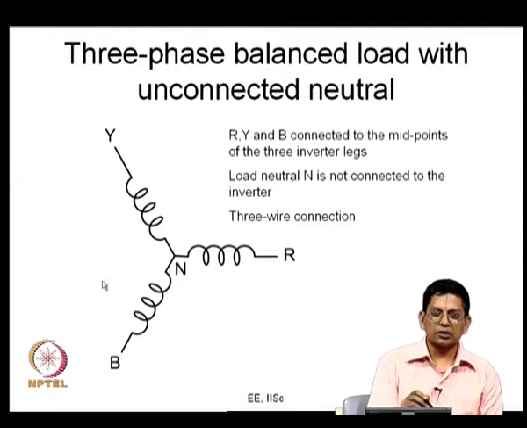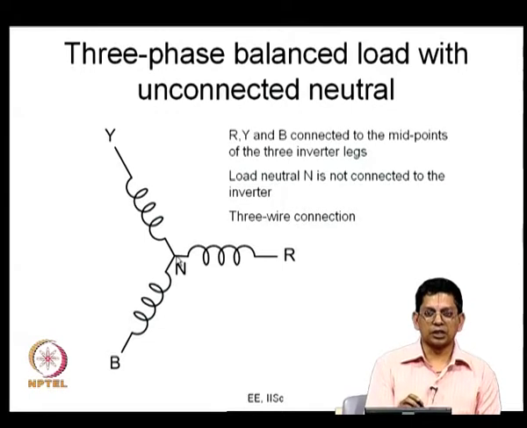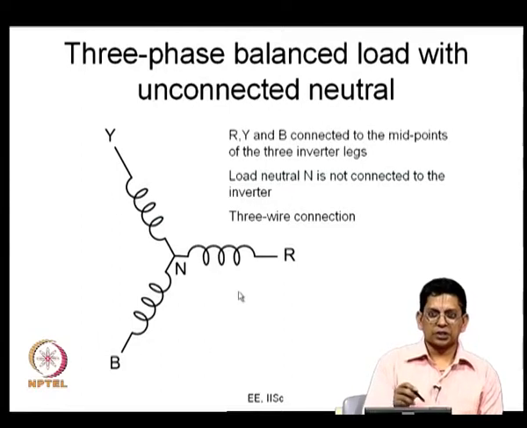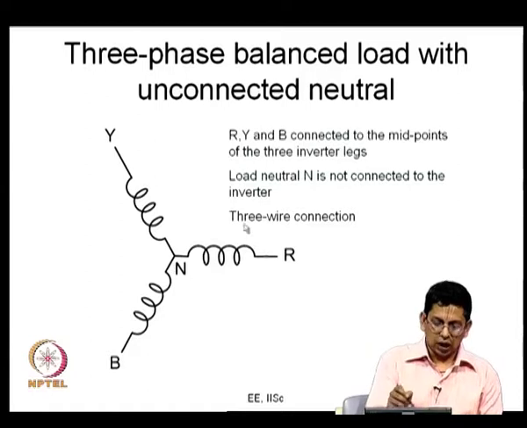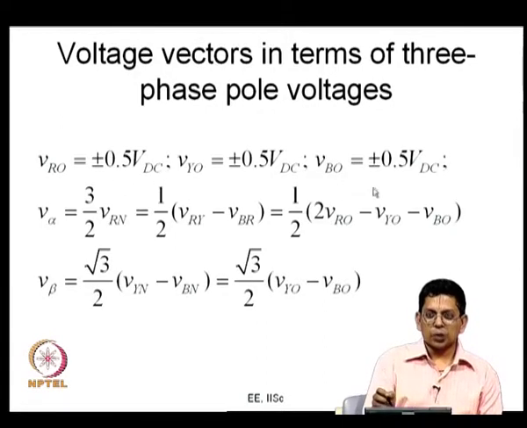This neutral point n is not physically connected to the inverter. Sometimes it can be connected to the DC midpoint O, or through some appropriate filters, and many things are possible, or some other components can be connected here, and there is some filtering. Now, we are assuming a 3 phase star connected load like this, where the neutral is not connected anywhere. Only R, Y and B are connected to the inverter. So, your VRO can take the values of plus or minus 0.5 VDC, as I have been mentioning from one of my early lectures.